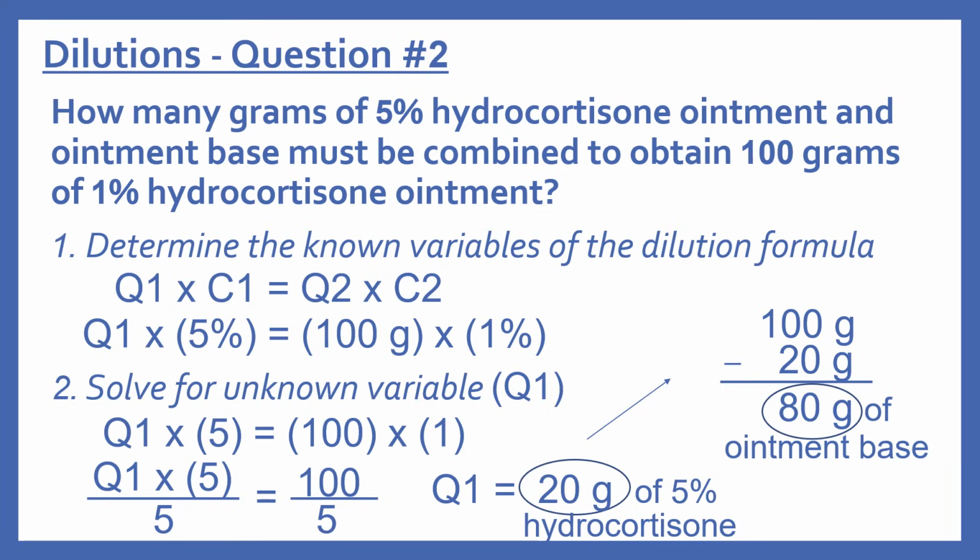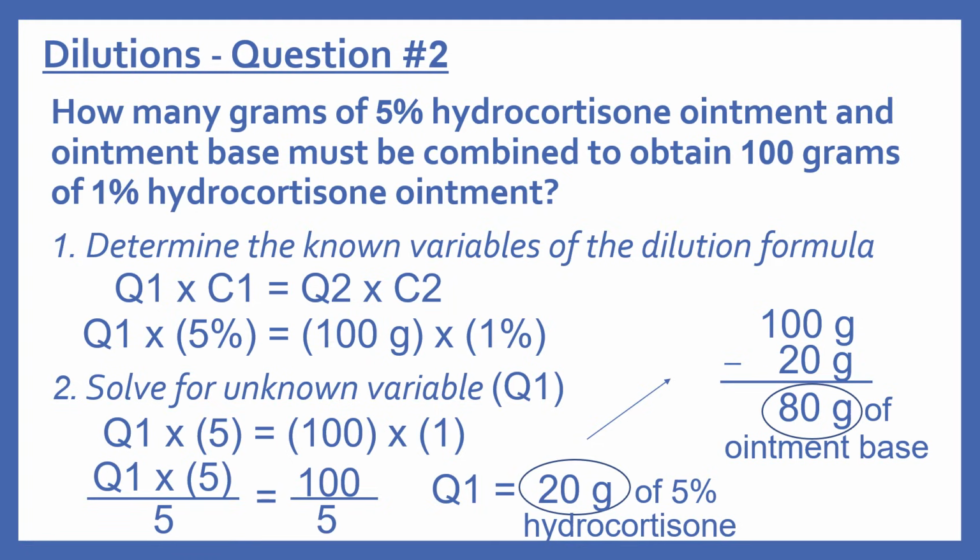Question number 2. How many grams of 5% hydrocortisone ointment and ointment base must be combined to obtain 100 grams of 1% hydrocortisone ointment? So first we're going to determine the known variables of the dilution formula. So Q1, again, that's what we're looking for in this question as well, because it's how many grams. And the concentration is 5% that goes with part 1. So it'd be Q1 times 5%. And that equals Q2, which will be 100 grams, of concentration 2, which is 1%. So 100 grams times 1%.